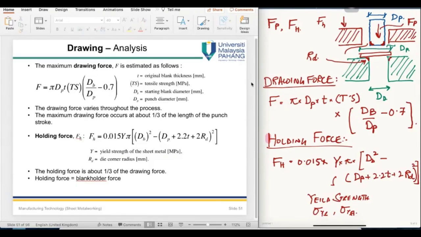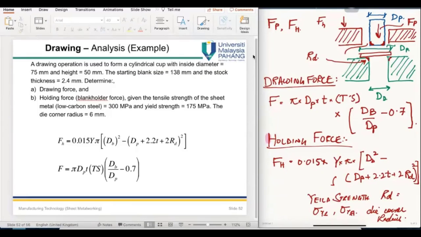So this is the formula in which the maximum drawing force requires the tensile strength of the material and the holding force requires the yield strength of the material. Remember that. In order to further visualize this, we are going to solve another numerical for calculating the force required for drawing and the blank holding force FH. So let us move to that numerical.